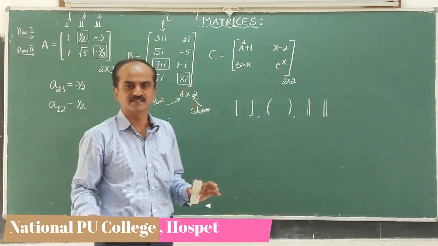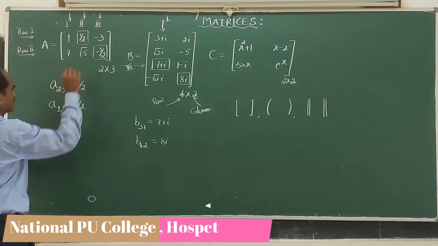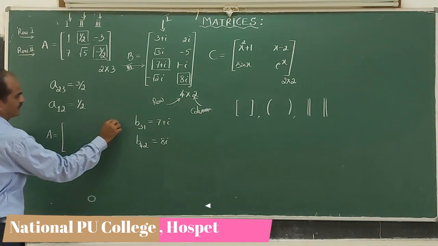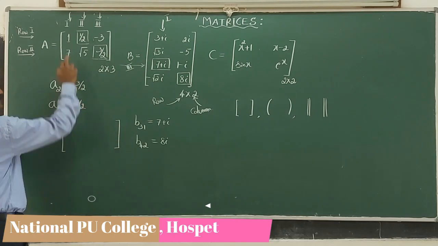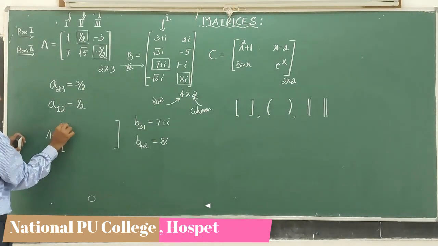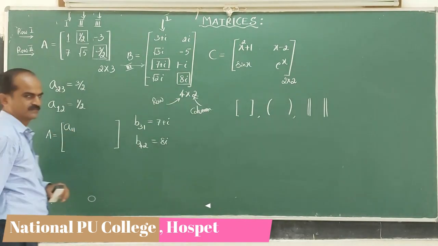Now let me write this matrix completely in terms of their positions. I am not going to write the elements. I am replacing each element by these symbols. So what is the first element I have to write? A11.